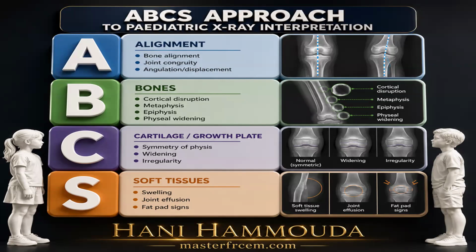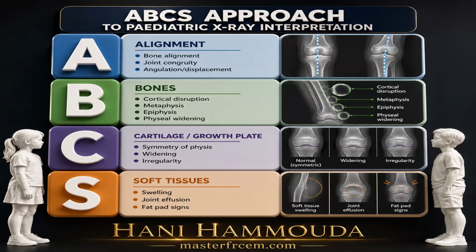Joint congruity means the whitening line of the joint. We can see the whitening line of the joint, which is normal, and then we can see the bones. So for bones, we need to check the cortical disruption, metaphysis, epiphysis, and physis. Are you with me? Physis means the growth plate of the children.